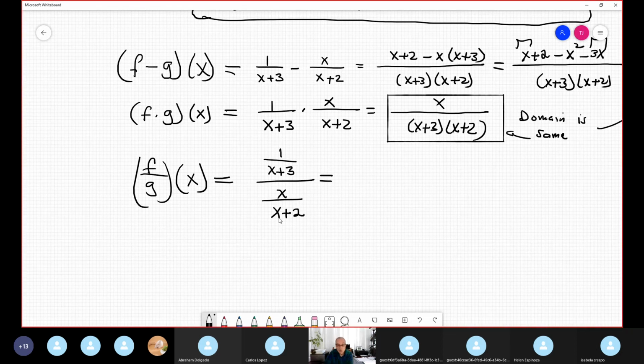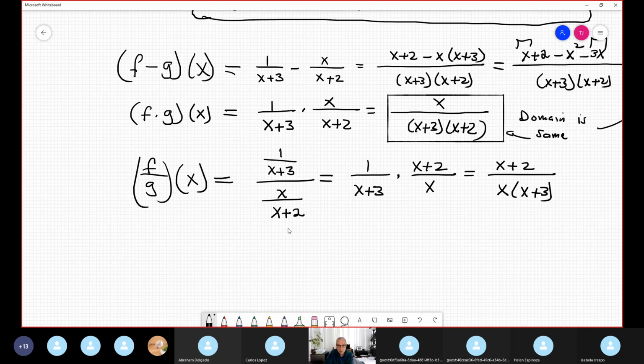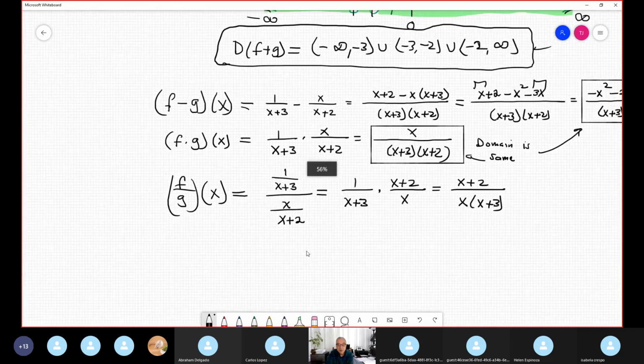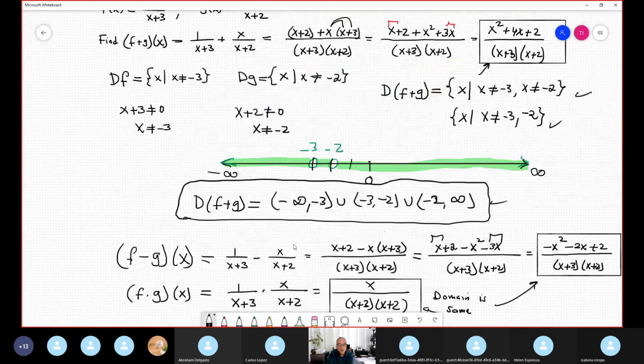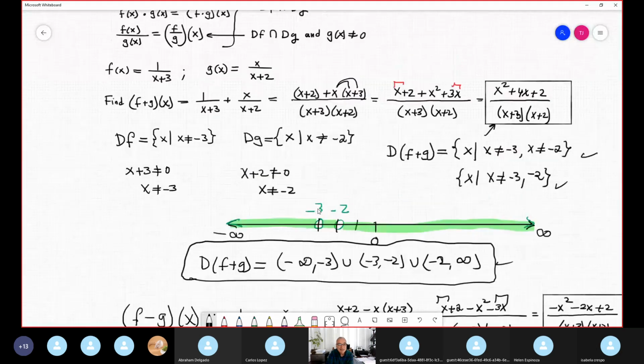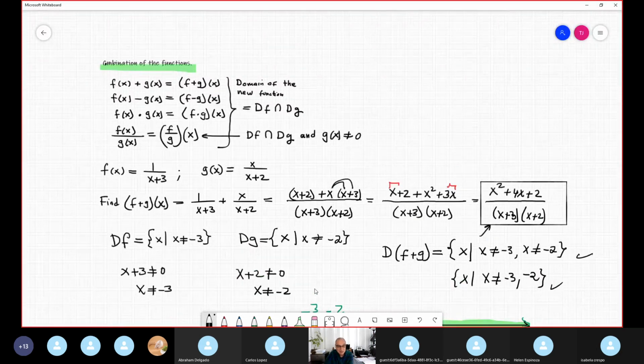Well, for division, you copy the first fraction, times the reciprocal of the second fraction. So the expression is x plus 2 divided by x times x plus 3. And this is the confusing part. Remember, the definition of the domain, regardless of addition, multiplication, or division, is the intersection.